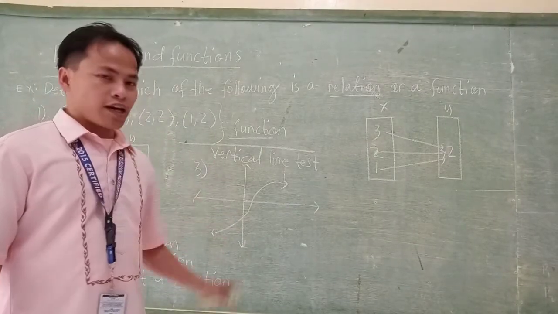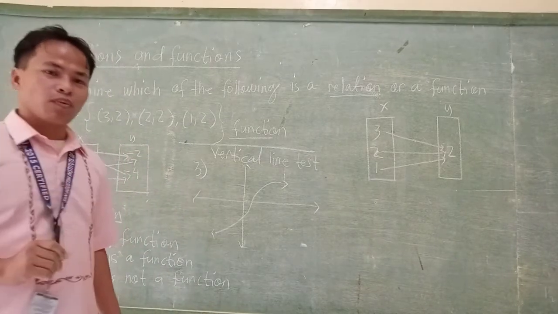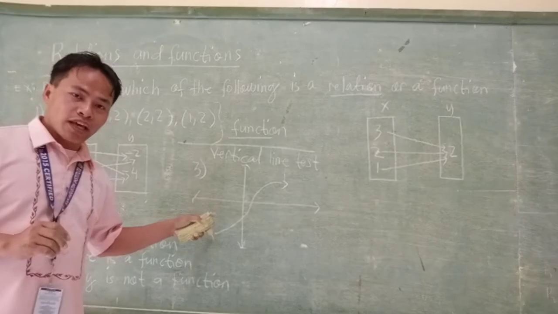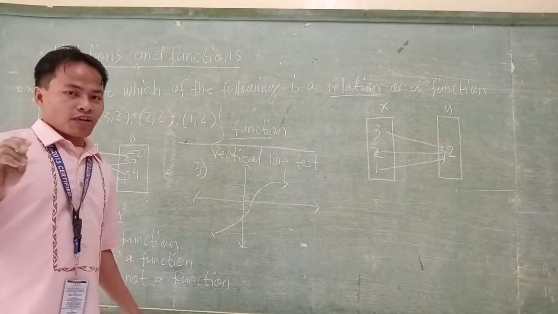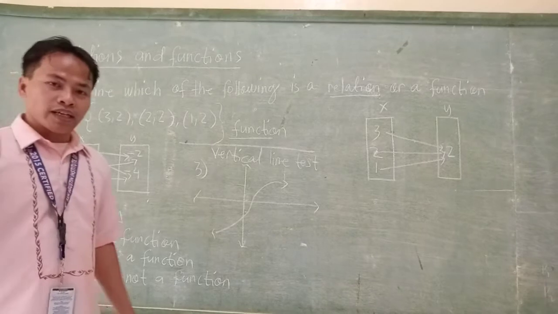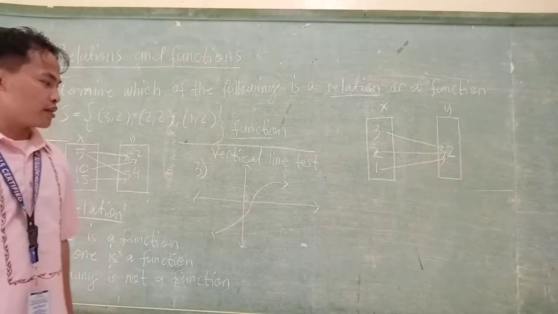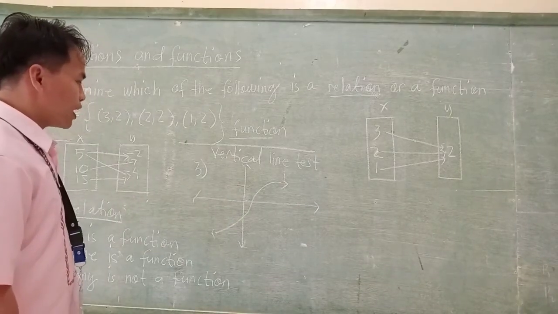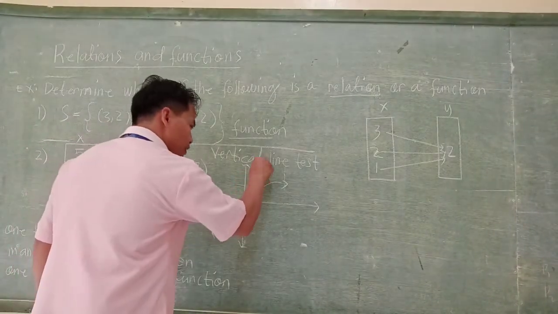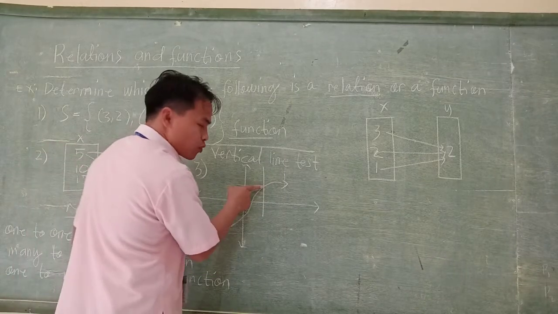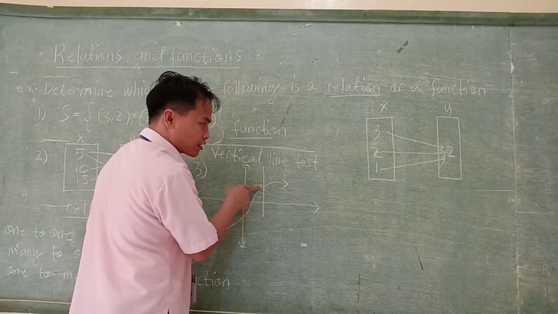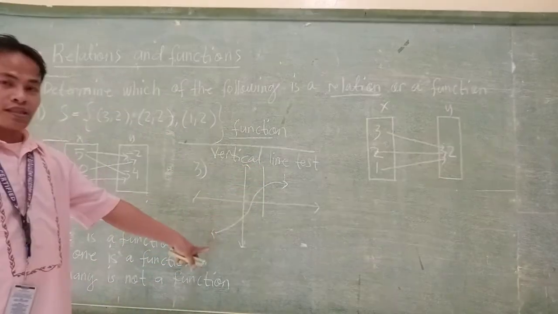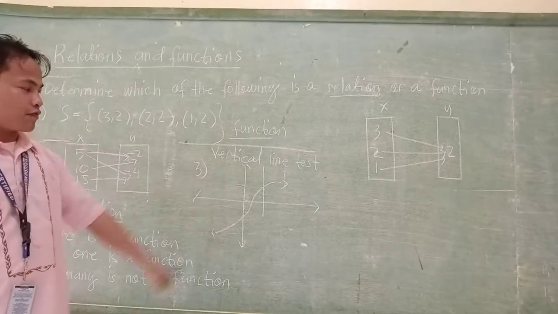As we observe in the graph, if the vertical line touches only one point in the graph, therefore the given graph or figure is a function. But if it passes through the graph twice or more than one point, therefore the given figure is a relation. So let us try to draw a vertical line like this one. Okay? It will only touch one point. It did not touch twice. So therefore, we can say that this figure or graph is a function.